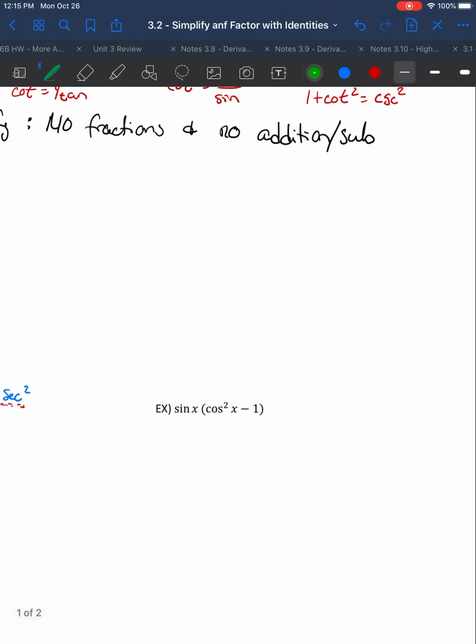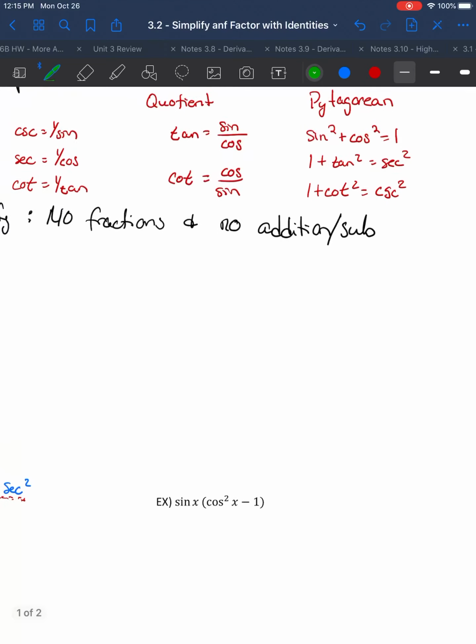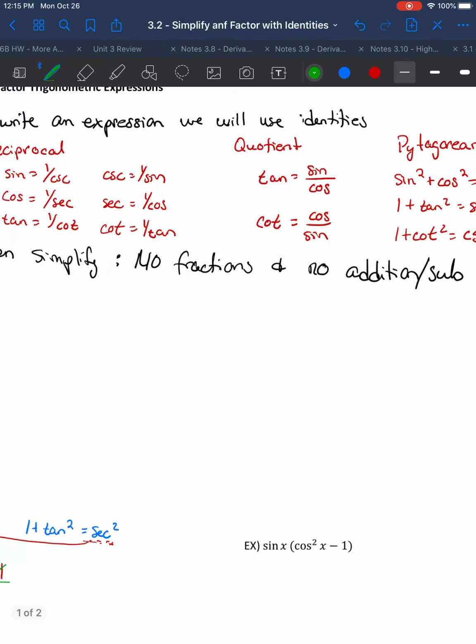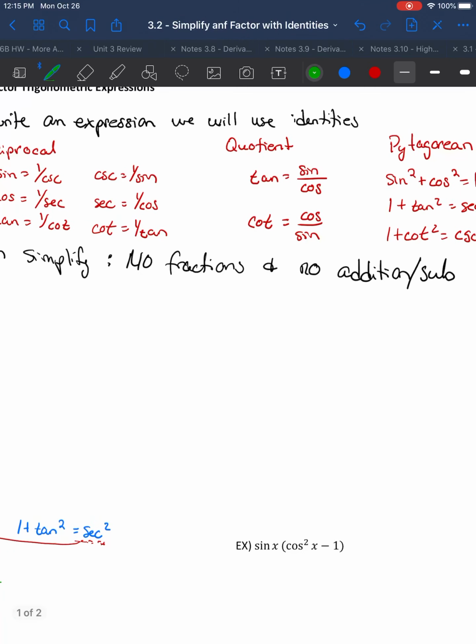Again, the hard part is deciding what identity to use. And there's more than one right answer. I know that many of you are sitting here thinking, well, I don't like that, just tell me what to do. I can't tell you what to do because there's not one right way. So let's look at this next example.